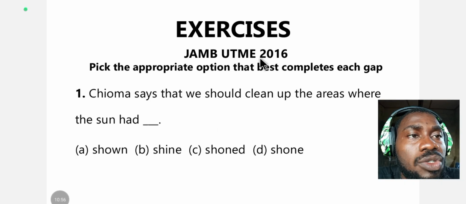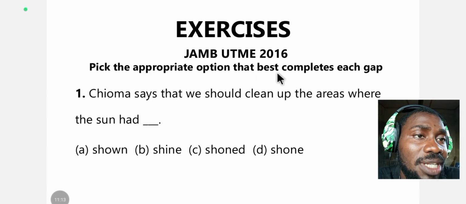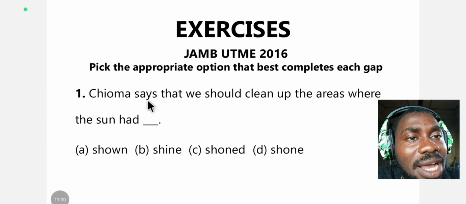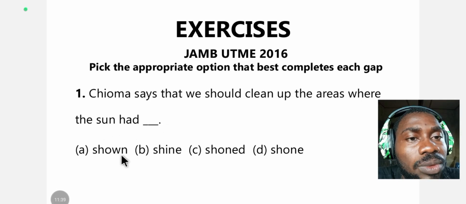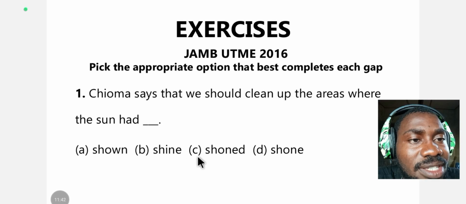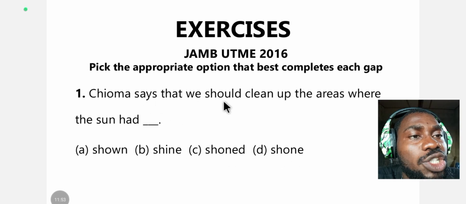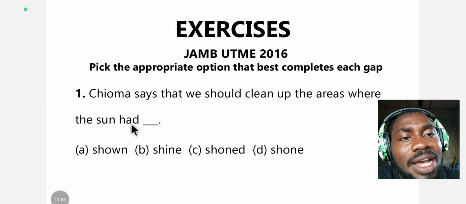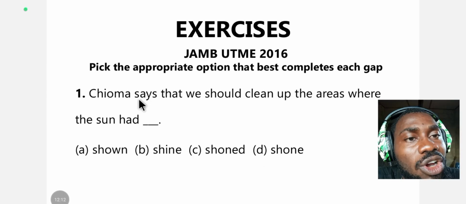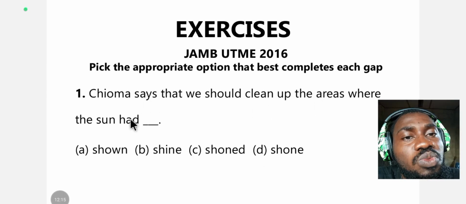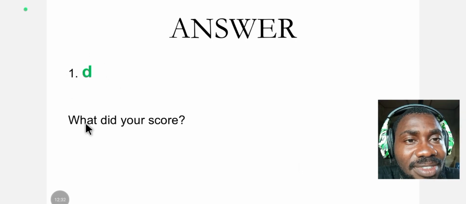Exercises. These questions were taken from JAMB UTME 2016. The instruction says, pick the appropriate option that best completes each gap. Number 1. Shioma says that we should clean up the areas where the sun had dash. A. Shone. B. Shine. C. Shone. D. Shone. What's your answer? You answered right. The correct option is D. Shone. Shioma says that we should clean up the areas where the sun had shone. That's an irregular verb for you. This is the answer. What did you score?